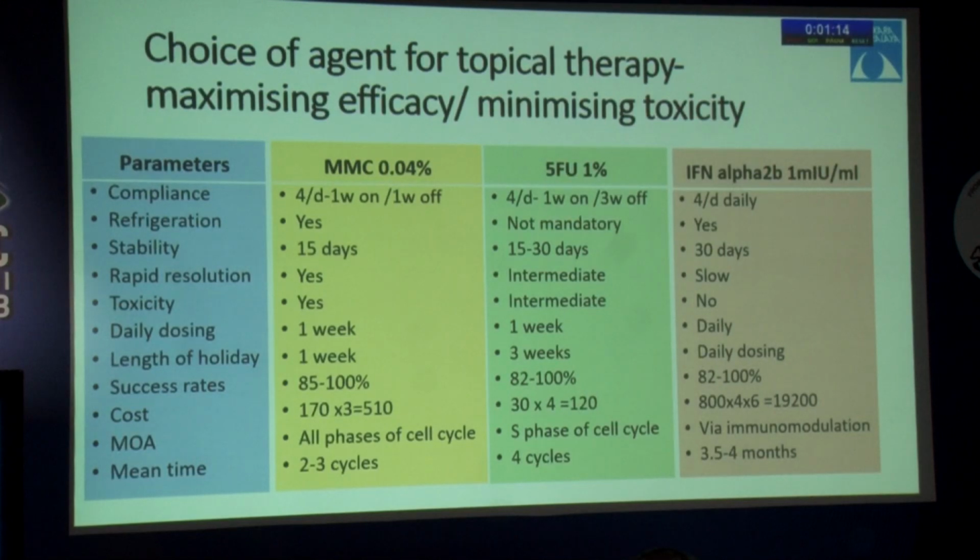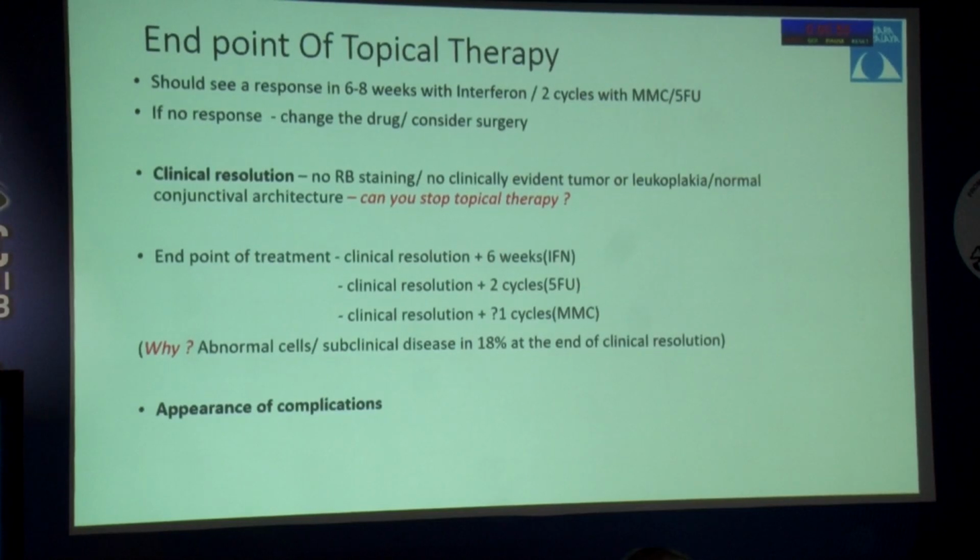This is a slide that I usually like to show, which compares all the 3 topical therapies across the various parameters: the mechanism of action, the compliance, need for refrigeration, the actual dosage and the drug holiday, and even the cost as far as the Indian scenario is concerned. And like I mentioned earlier, any one of these agents can be used as the first choice, and then you change over if you do not see a response in 6 to 8 weeks with interferon or 2 cycles with mitomycin C. You should change your plan.